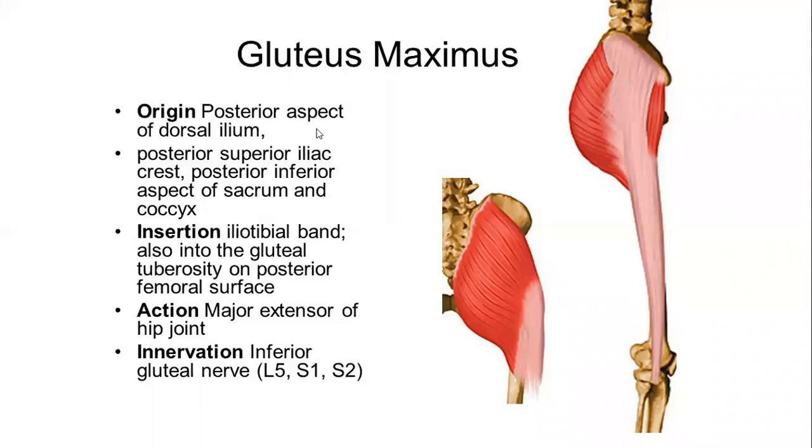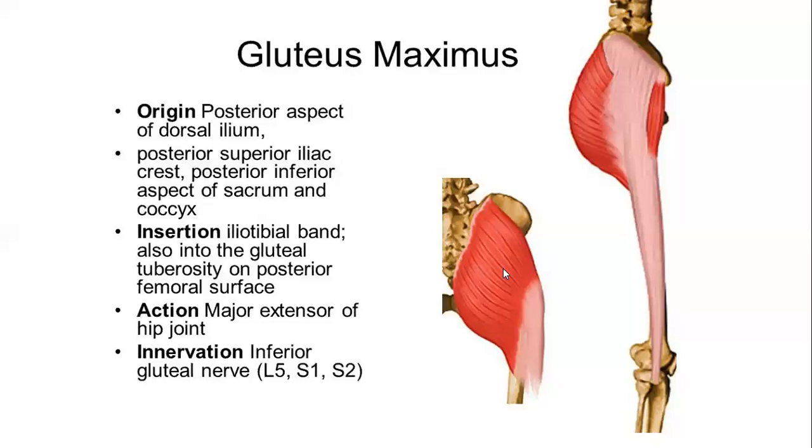It arises from the posterior aspect or outer surface of the ilium, posterior superior iliac crest, and it also takes origin from the postero-inferior aspect of the sacrum. Here we have the sacral piece and coccyx. So after taking origin, it obliquely runs down to get attached by some aponeurotic fibers into the iliotibial tract, and finally some of its fibers get inserted into the gluteal tuberosity located over the posterior aspect of the femur.